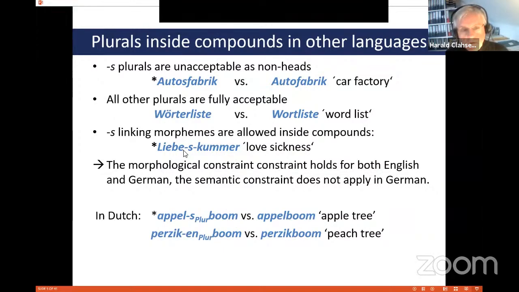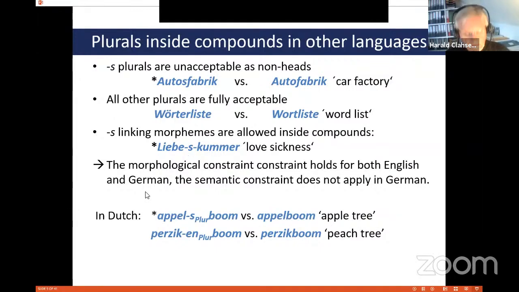There's no plural form for that word. It's just love. And this S is not a plural, but a linking morpheme. So there are phonologically no constraints on having S inside compounds. It's just when it's a plural, then this is bad.